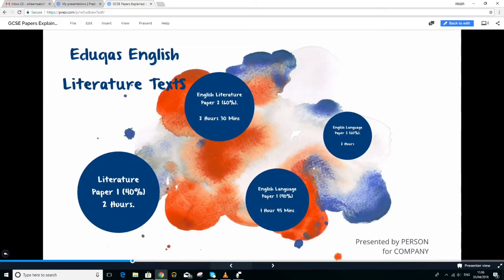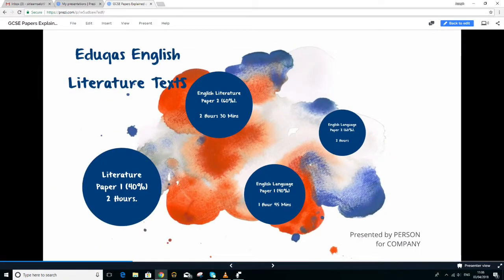So that is your two literature papers. Now, the important thing to remember is that English is now double weighted, which means that you get a separate grade for your English literature and your English language. So in theory, you pass one of them and you've passed English.